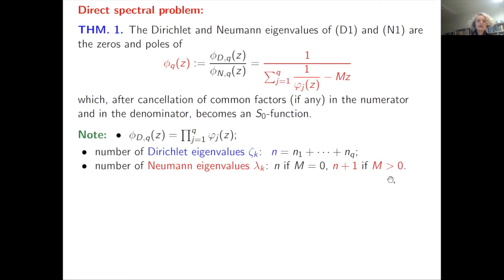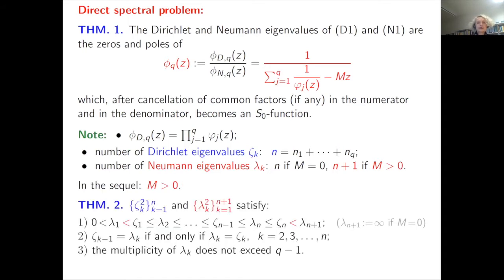And now in the next result, we will formulate some properties that we proved for these Dirichlet and Neumann eigenvalues. These sequences go either up to n or n plus 1, and you can always set lambda_{n+1} equal to infinity if you want to formulate it in a uniform way for both problems. So these sequences of the squares of the Dirichlet and Neumann eigenvalues, or the sequences themselves, satisfy the following properties. The first one is an interlacing property between them, and there are a few strict inequalities in here.